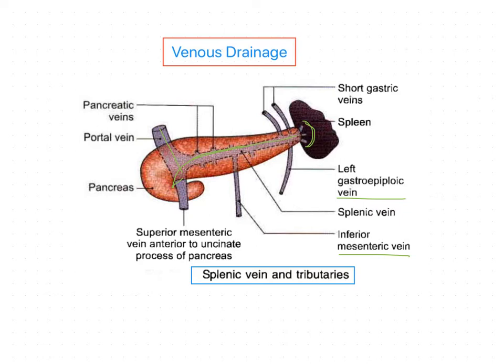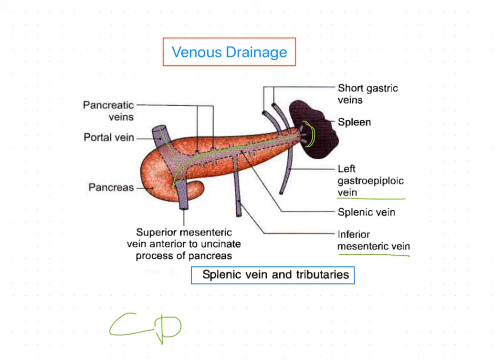If you see the lymphatic drainage, the splenic tissue proper has no lymphatics. A few lymphatics arise from the connective tissue of the capsule and trabeculae and drain into the pancreatico-splenic lymph nodes, which are situated along the splenic artery. Nerve supply is mainly by sympathetic fibers arising from the celiac plexus, and they are vasomotor in nature. They also supply some smooth muscles present in the capsule.